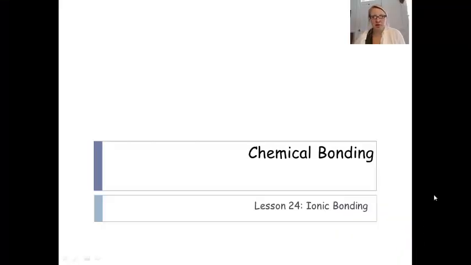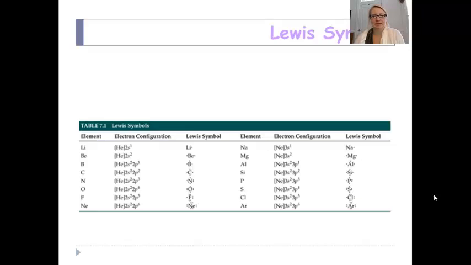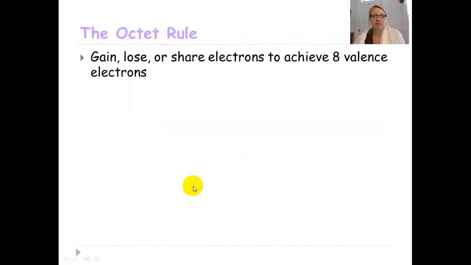This is lesson 24, ionic bonding. So remember Lewis symbols. Lewis symbols are really important. They show the number of valence electrons, just written as dots around the symbol for an element. And remember that atoms like to gain, lose, or share electrons to have 8 valence electrons total, and that is called the octet rule.